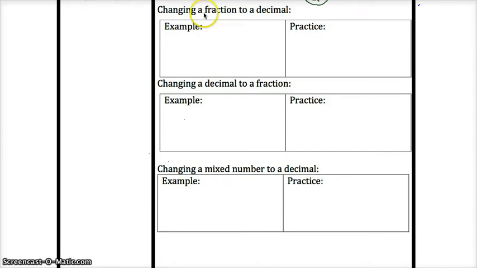So we're just going to go through one more time 3 ways to change either a fraction to a decimal or a decimal to a fraction, and just do a step-by-step example on this side, and then you are going to do a practice example on this side. All right, so first we're going to use the fraction 3/4. Okay, and that's our fraction that we're going to use.